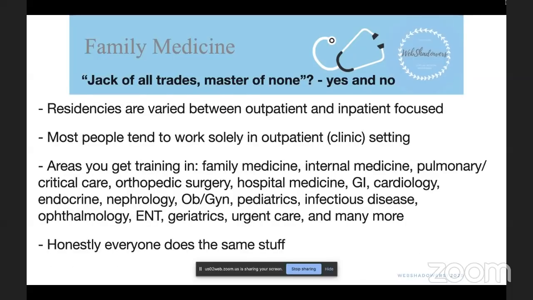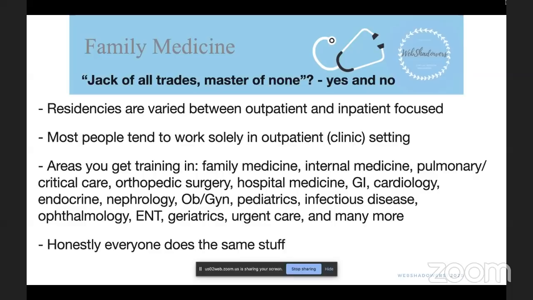Residencies for family medicine, it's a mix. I think generally residencies tend to focus for family medicine more on the outpatient side. So you're always going to have to do some level of inpatient. By inpatient, I mean working in the hospital, but generally, it is more outpatient based. There are some residencies that are more inpatient focused, and that's totally fine. Most people in family medicine tend to work solely in the outpatient or the clinic setting.